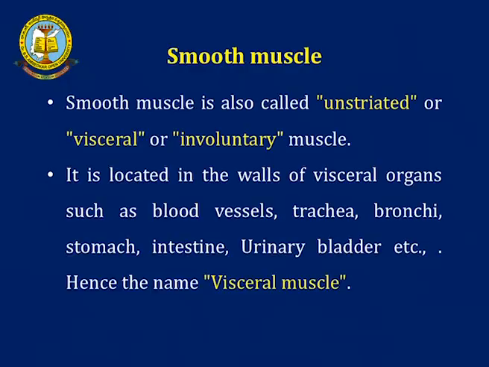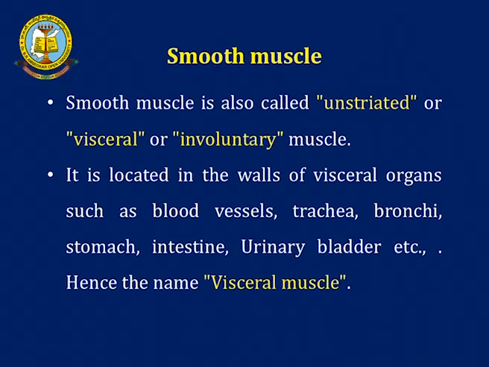The next major type of muscle is smooth muscle, and this smooth muscle is also called unstriated muscle or visceral muscle. It is also named involuntary muscle. Why? Because this muscle does not show any striations, and it has a very important role in maintaining the internal environment.